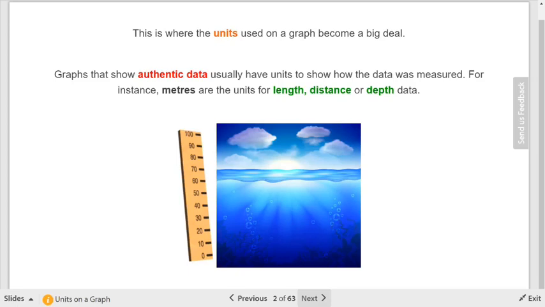What do you think authentic data means? That the data is real, exactly. So, for example, would it be authentic data if I just made up a bunch of heights for all of you in the class and put it on there? No. But what if I measured each one of your heights and then put that on a graph? Yes, that's authentic data. So it's important that the data is authentic. And you'll see they do all kinds of lengths, distance, measurements.